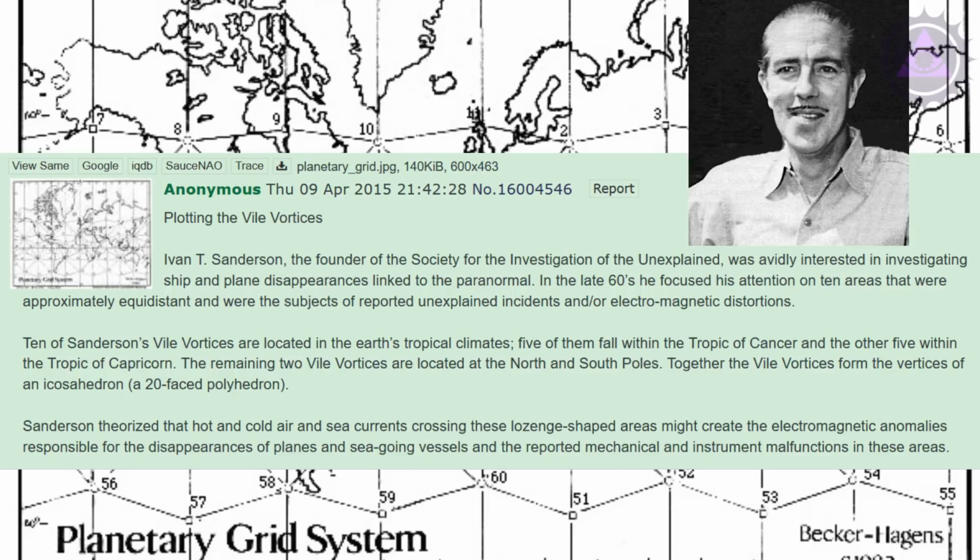Sanderson theorized that hot and cold air and sea currents crossing these lozenge-shaped areas might create the electromagnetic anomalies responsible for the disappearances of planes and sea-going vessels and the reported mechanical and instrument malfunctions in these areas.